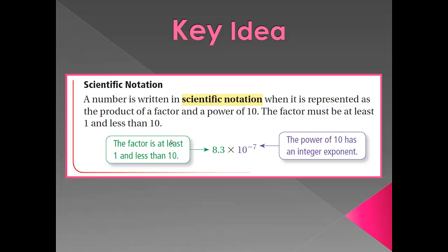So our example that we have is 8 3/10 times 10 to the negative 7th power. You can see that the factor is at least 1 and less than 10. You can also see that the power of 10 has an integer exponent.